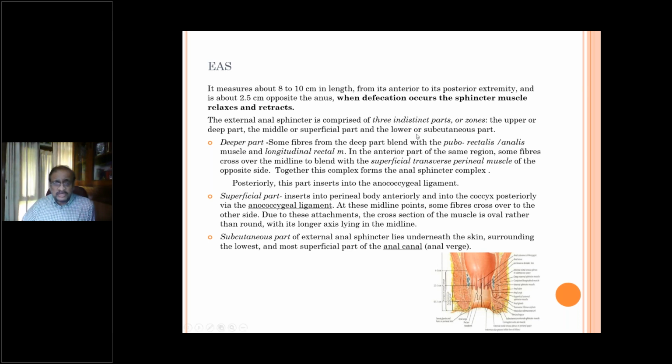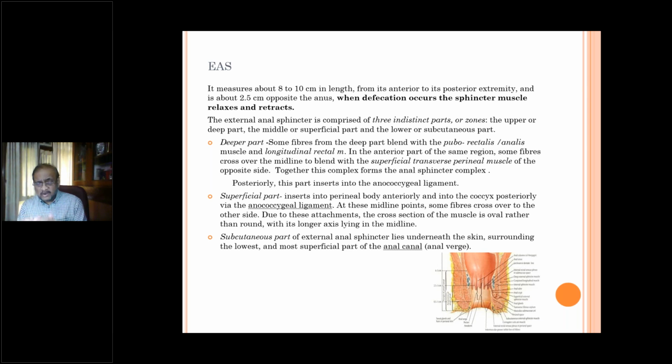And posteriorly, this deep part would be inserting into the anococcygeal ligament. That clear? The superficial part, which is lying in between the subcutaneous and the deeper part, is again inserting into the perineal body anteriorly, just like here, and the anococcygeal ligament posteriorly. Right? Some fibers may cross over to the other side. It does not have a major role to play as such. The subcutaneous part of the external anal sphincter, which is basically this part, lies just underneath the skin. So when you're trying to palpate the muscle underneath the skin, you're palpating the subcutaneous part of the external anal sphincter.